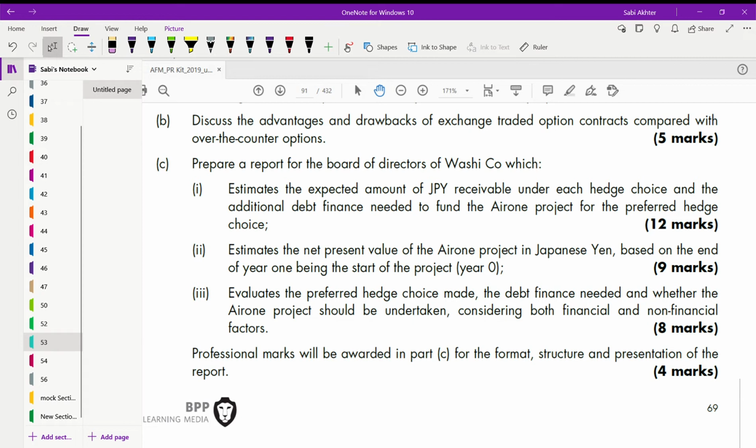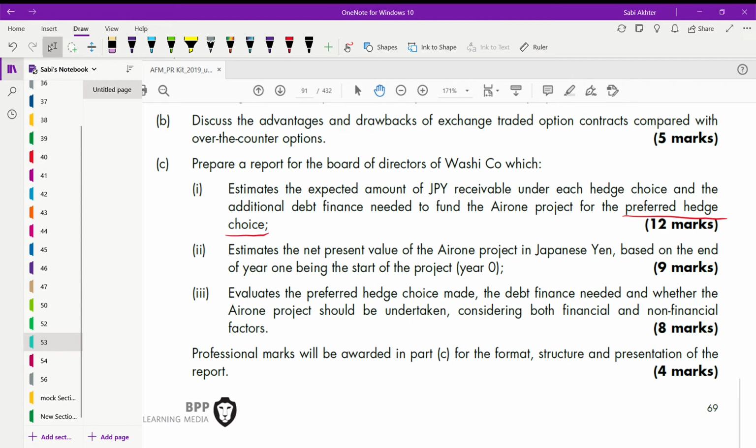The reason is, just read this question. Estimate the expected amount of Japanese yen receivable under each hedge choice and the additional debt finance needed to fund the project for the preferred hedge choice. Based on that preferred hedge choice only, you can decide your debt finance.